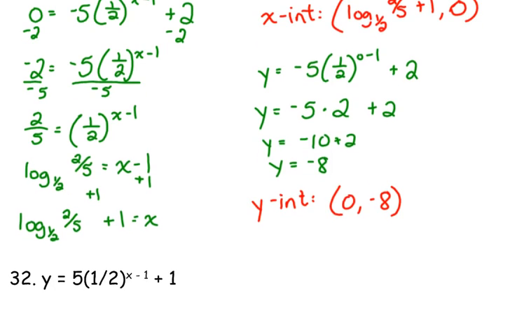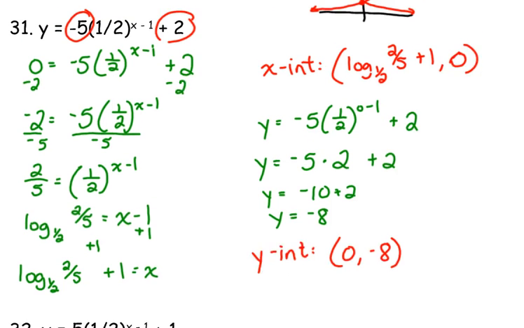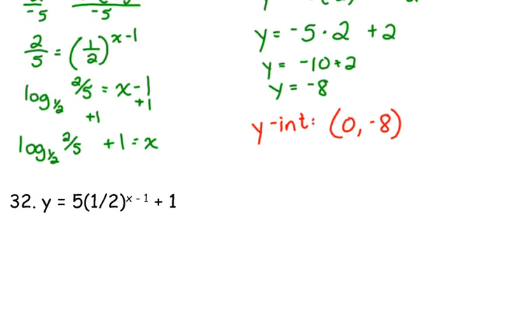All right. Now notice, 32 looks very, very similar to 31. This is where we need to check before we start solving. So let's go through the same steps we did before. That 5 in front, it's positive this time, so it doesn't flip my function over. All it does is make all my y values 5 times as large. So I'm still not crossing the x-axis. And then I add 1 to everything, so that just shifts everything up 1 unit. So I'm definitely not crossing the x-axis. This has no x-intercept.